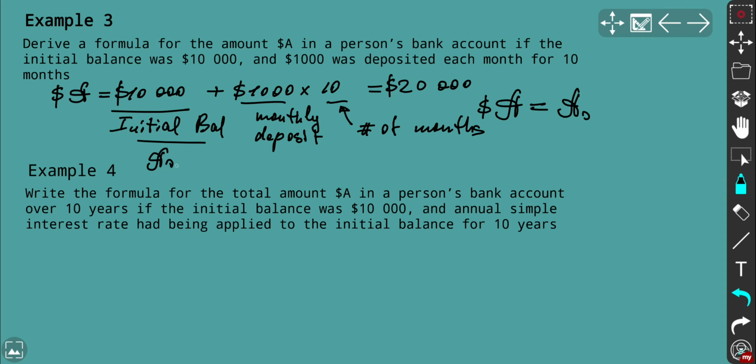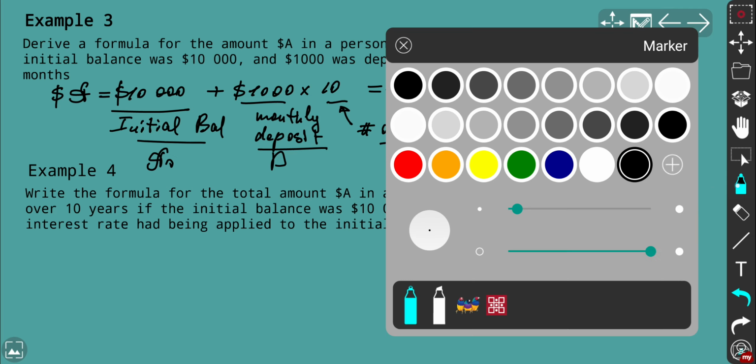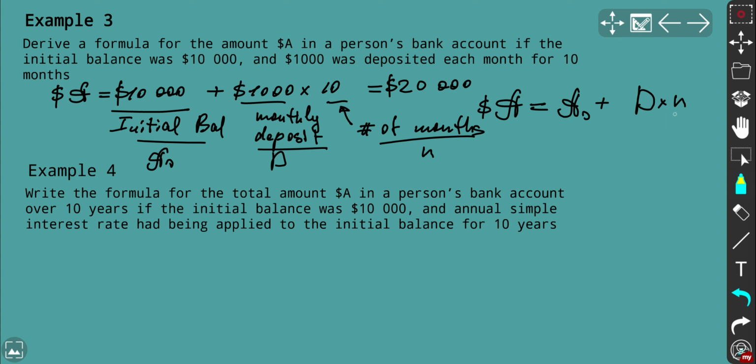Okay, it's A0, and on top of that we need to add monthly deposit. Let's say deposit D, which stands for monthly deposits right there. In this case it's 1,000, and we just multiply by number of periods, in this case number of months. So we can say number of months is simply n. And now we get the formula for $A over n months periods with initial balance A0 and with each monthly deposit of $D.